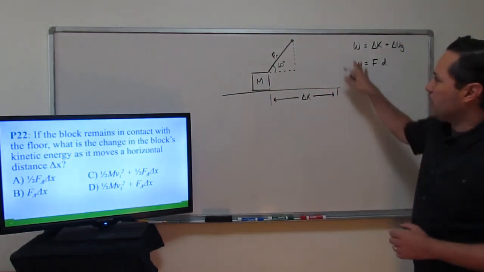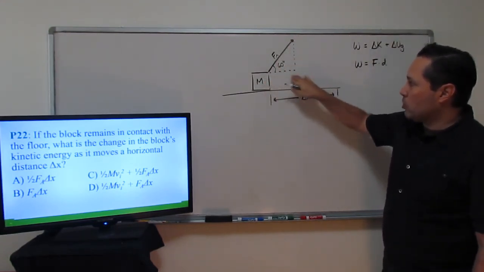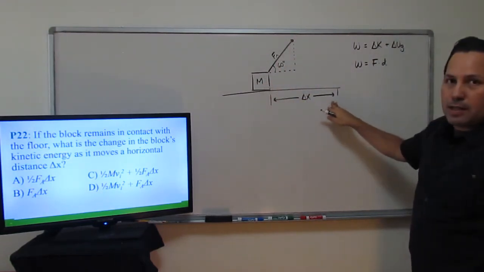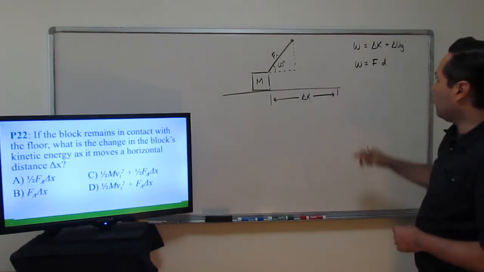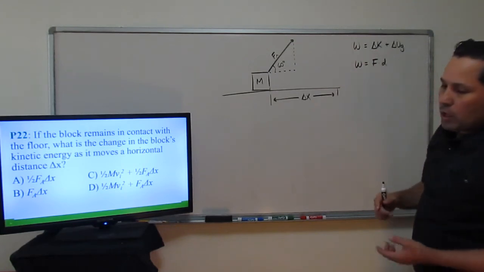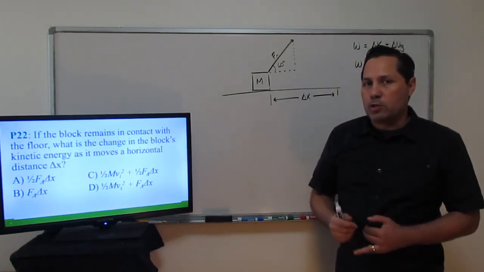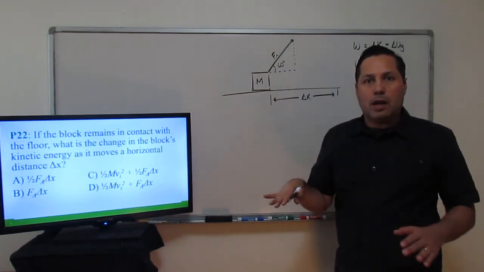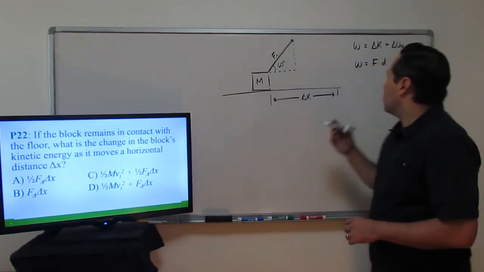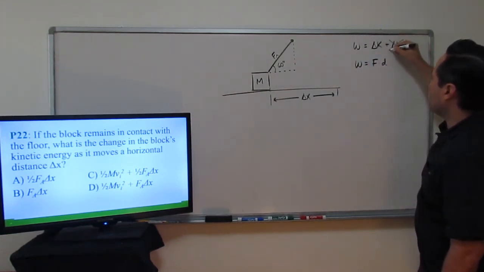Alright, here's our diagram. We have a force going at 60 degrees above the horizontal, mass is m, distance is delta x. We're going to use these two formulas to solve this problem. First of all, work is equal to change in kinetic energy plus change in potential energy. Since the block's staying on the ground, initial and final height are 0, so we can cross this one out. There's no change in height.